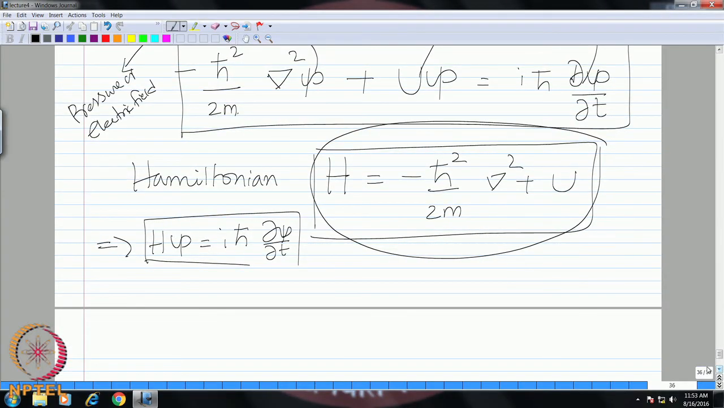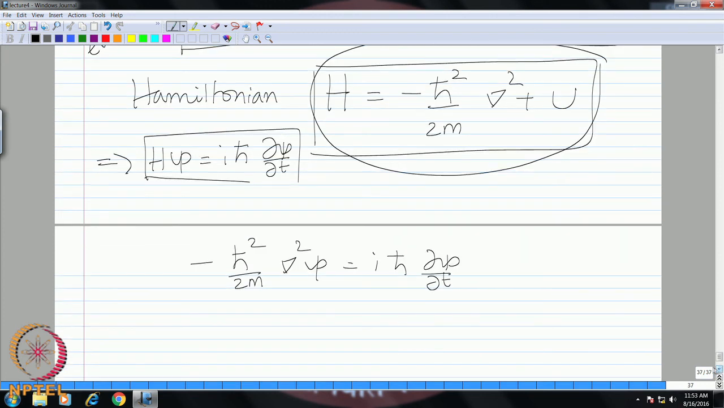So, that means U is 0, and therefore, the equation will be minus h bar square upon 2m del square psi equal to i h bar d psi by dt. Now, compare this to the energy equation that we derived. How does your macroscopic energy equation look for conduction? You have k into del square T is equal to rho c into dT by dt. So, it looks like a similar structure, right.